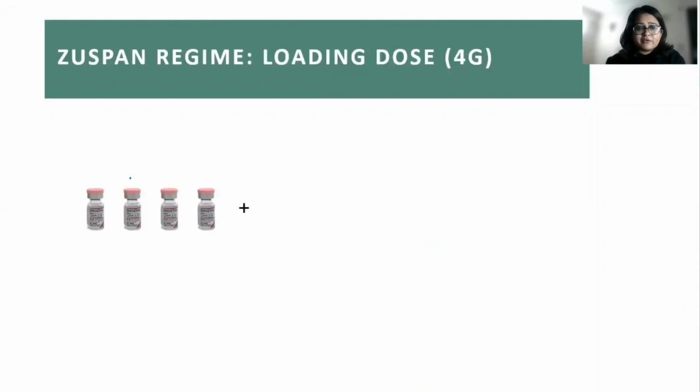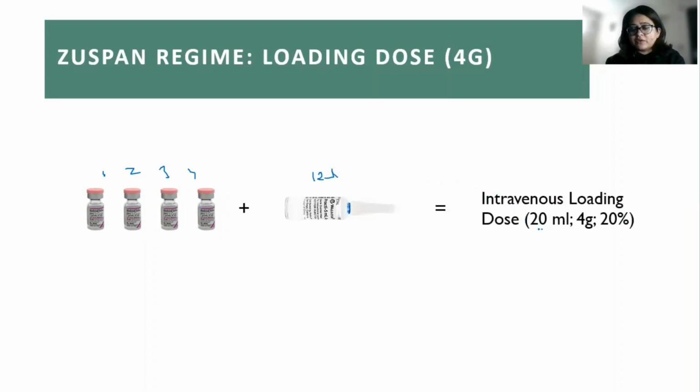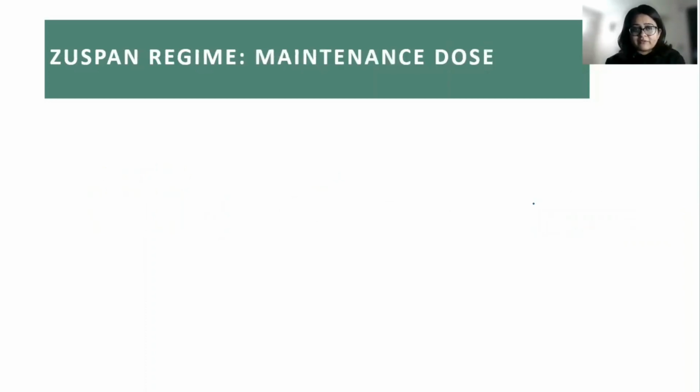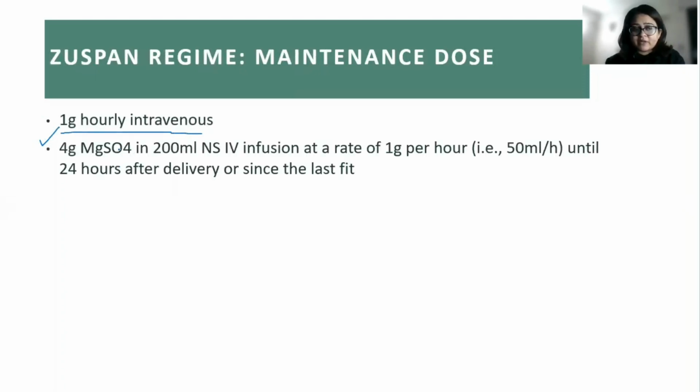So here we have our loading dose. Same 1, 2, 3, 4 ampules with 12 ml of distilled water is equal to our loading dose, 20 ml, 4 gram, 20%. So 4 ampules, mix it with 12 ml distilled water. You have 20 ml, give it over 5 to 10 minutes, slow IV. Now here is the important thing which you should know. If you have an IV infusion pump available, we give 1 gram hourly intravenous. 1 gram per hour is given.